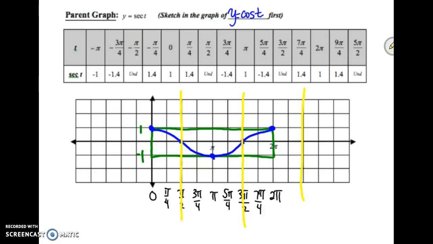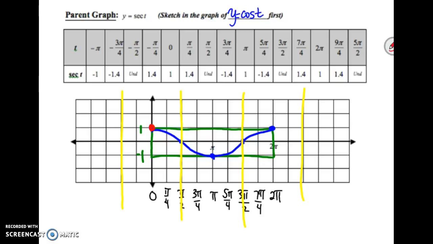And back here, we would have an asymptote at negative pi over 2. Right here. Okay, so we're drawing in a few extra here. Okay, so now we can go ahead and plot the points in our table. At 0, we are at 1.